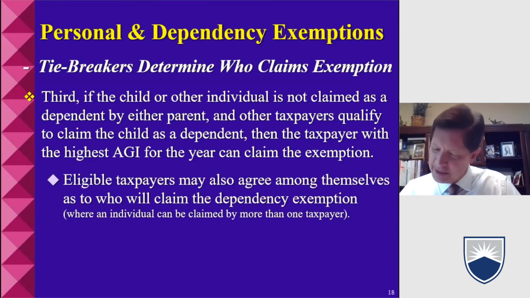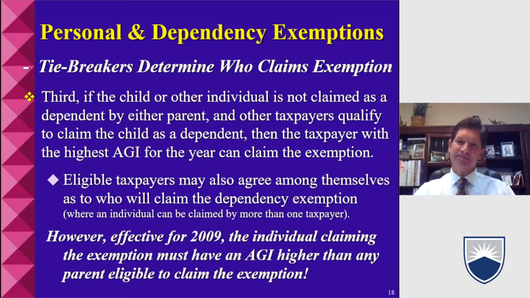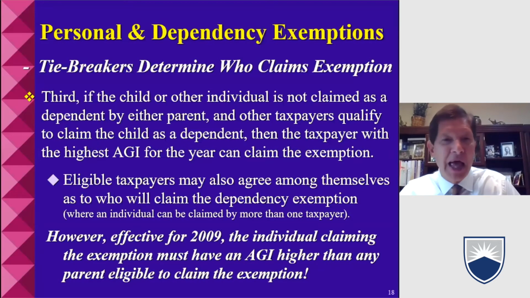Now, if no one is really eligible to claim someone as their dependent, well, the party that does qualify can make that election. But here's the kicker. Effective 2009, the individual claiming the exemption must have an AGI higher than any parent eligible to claim the exemption. Okay, why do we have this rule?